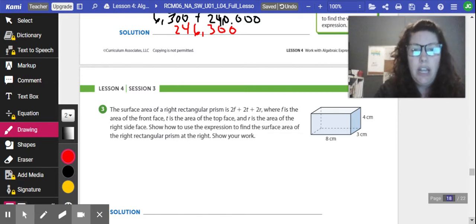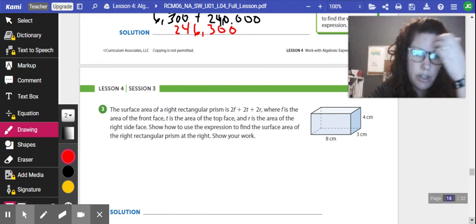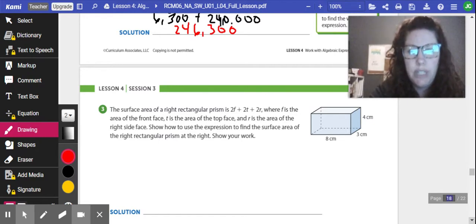The surface area of a right rectangular prism is 2f plus 2t plus 2r, where f is the area of the front face, t is the area of the top face, and r is the area of the right side face. Show how to use the expression to find the surface area of the right rectangular prism at the right. Okay, so first of all, here is our expression. This is what we're going to be plugging in our information to.